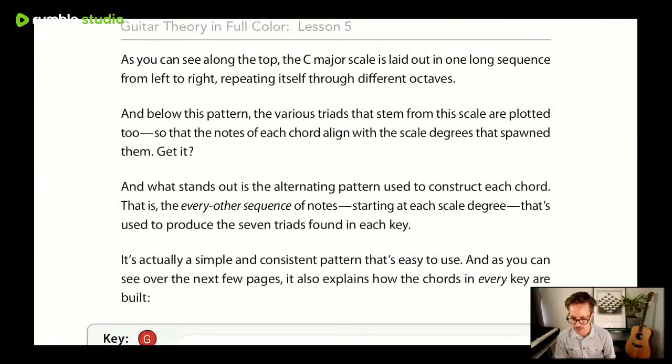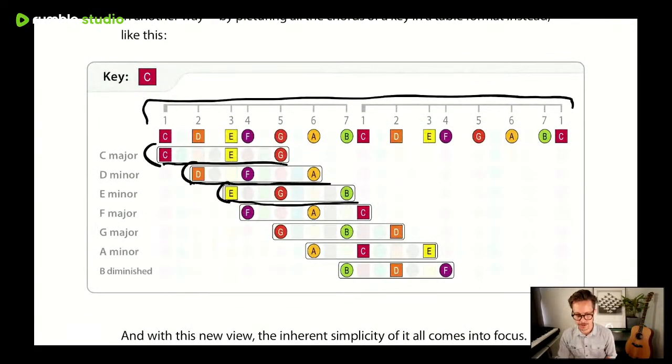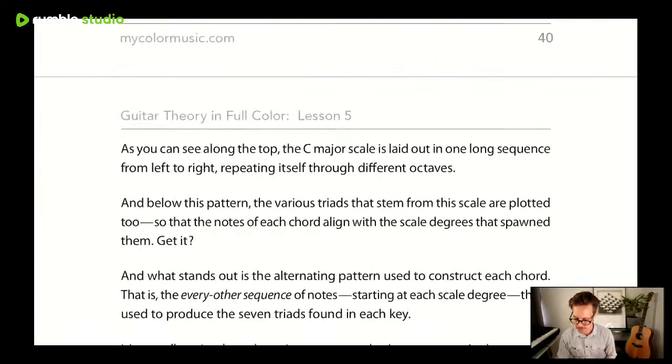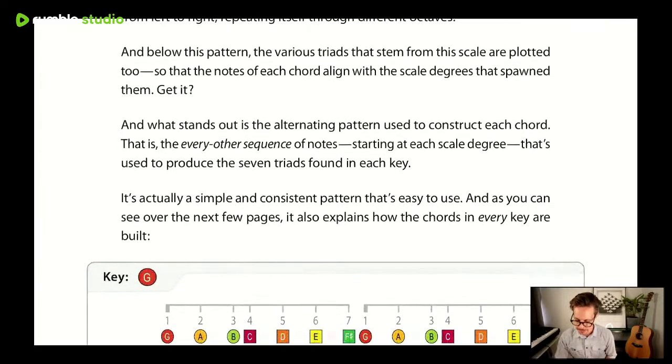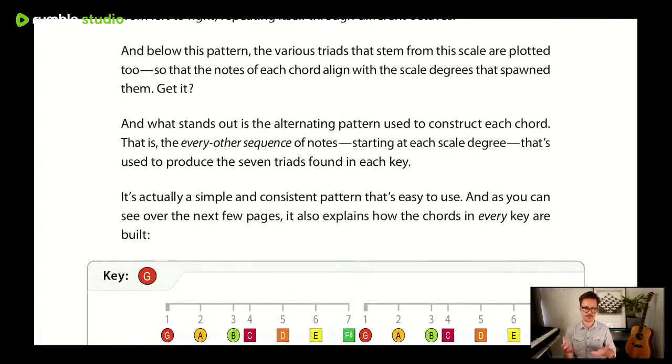As you can see along the top, the C major scale is laid out in one long sequence from left to right, repeating itself through different octaves. So that's what I'm describing in this illustration here. So along the top is the C major scale, and below this pattern, the various triads, 3-note chords, that stem from the scale are plotted too, so that the notes of each chord align with the scale degrees that spawned them.